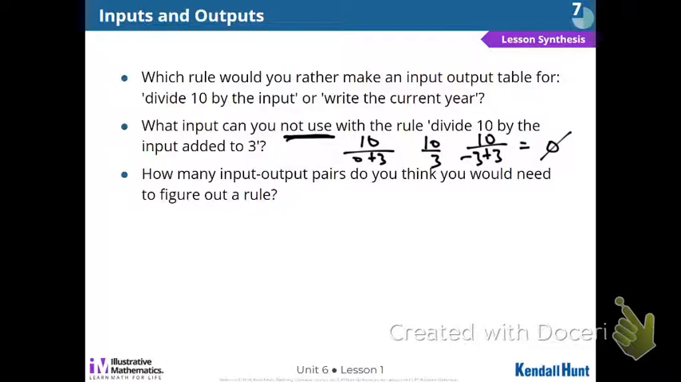And then, this might not be in your packet. This is just the activity synthesis. And then here's a fun one. Just on a hand, put it in the air on your hand. How many input-output pairs do you think you need to guess a rule? I'm seeing some 3s. 5s. 1, 2.